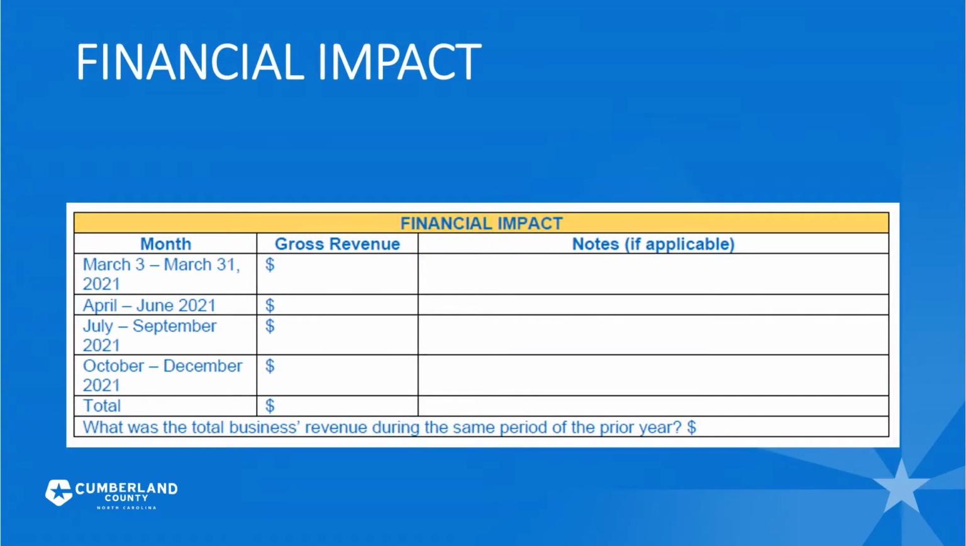The following section is the financial impact section. Here we request information regarding gross revenues from March 3rd, 2021, which is the date set forth in the guidance in CSLFRF, to the present. And we are also requesting that you include a total figure of what your business's revenues were for the same period in the prior year so that we can make a comparison.